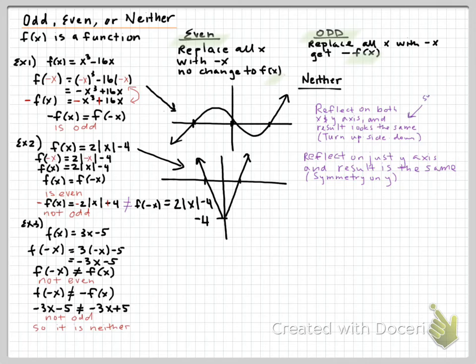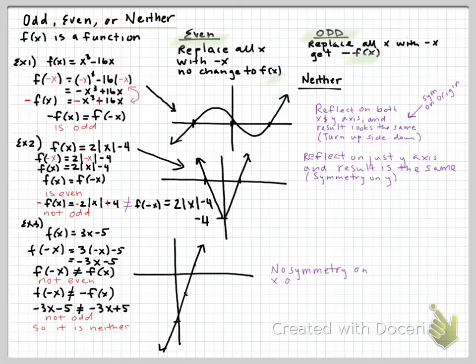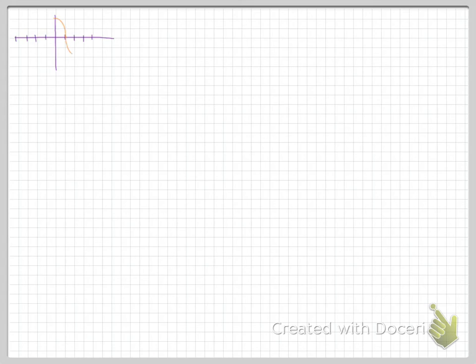But the last function, which is just a linear function, that guy right there doesn't look the same on a reflect on the x and y or on the origin, and so it's neither. It won't give you the same exact graph either way. And finally, this can be true of really any function.